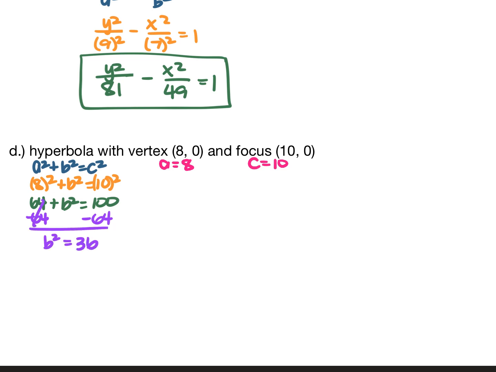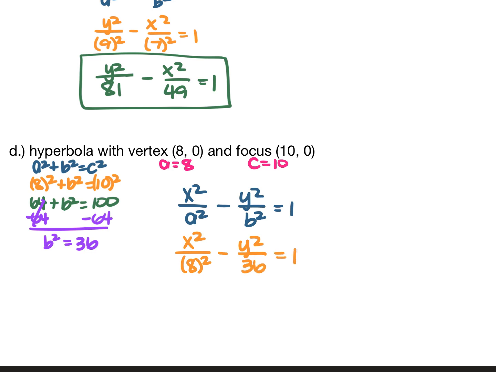Again, we don't need B because we're going to use B squared. That 8 in our vertex is in the X place, so we're going to use X squared over A squared minus Y squared over B squared is equal to 1. So that's just going to give us X squared over 8 squared minus Y squared over 36 is equal to 1, which gives us our final answer of X squared over 64 minus Y squared over 36 is equal to 1.